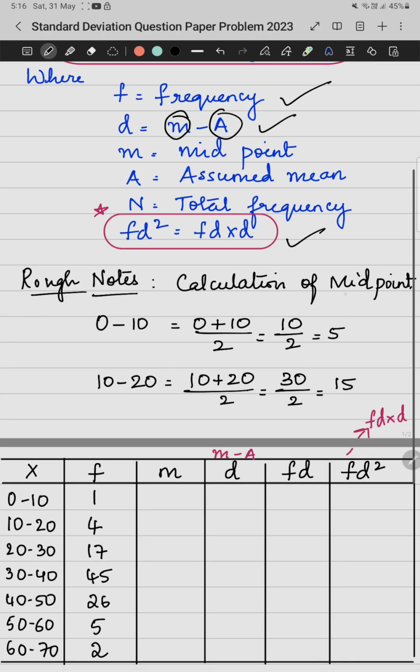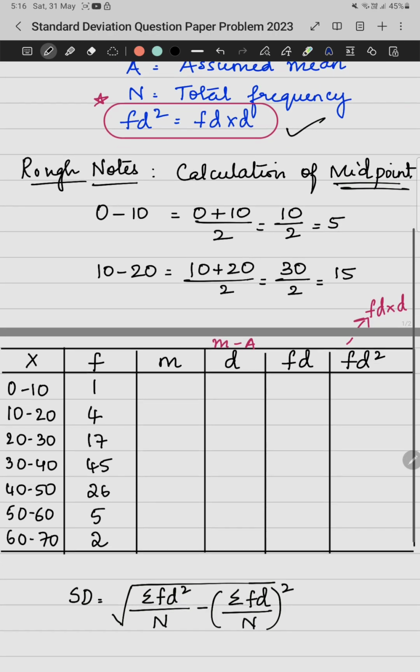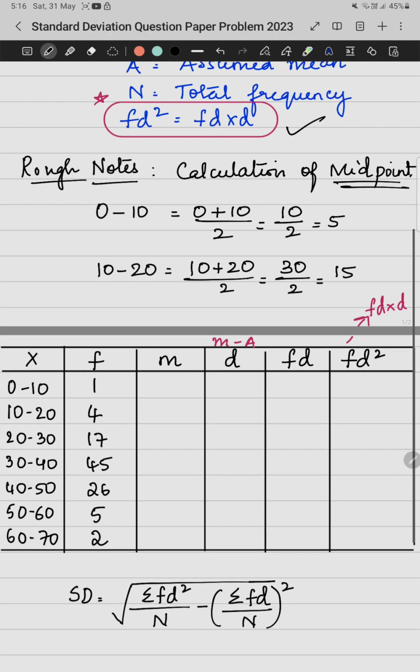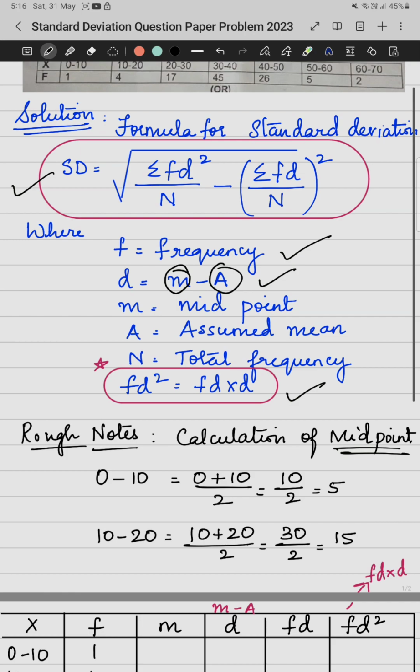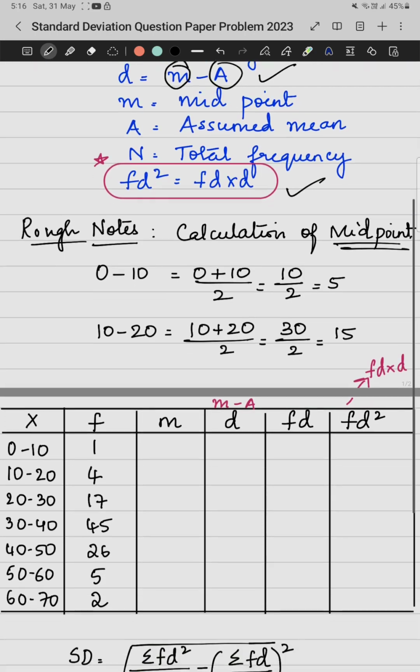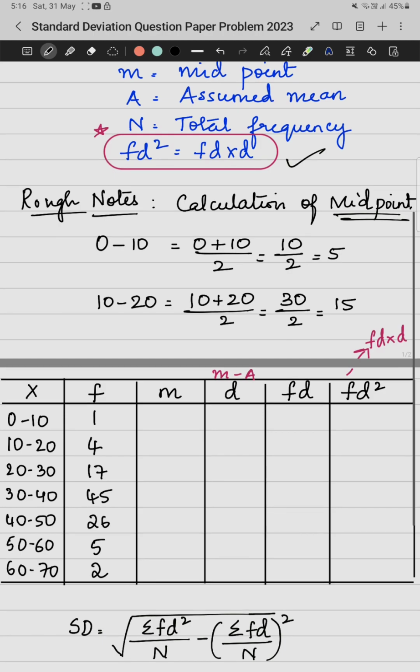Before that, I'll explain how to calculate midpoint. Our next step is to calculate midpoint only. Formulation is very important. Please learn the formula perfectly. If you learn the formula perfectly, formulating this table will be very simple. As it is, I have written x and frequency from the question.